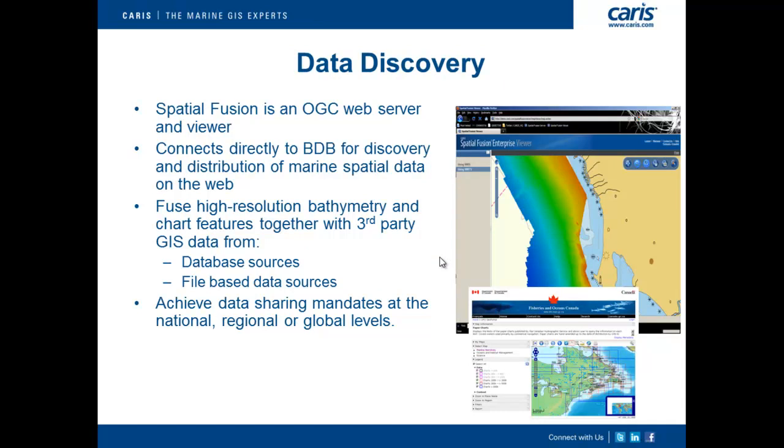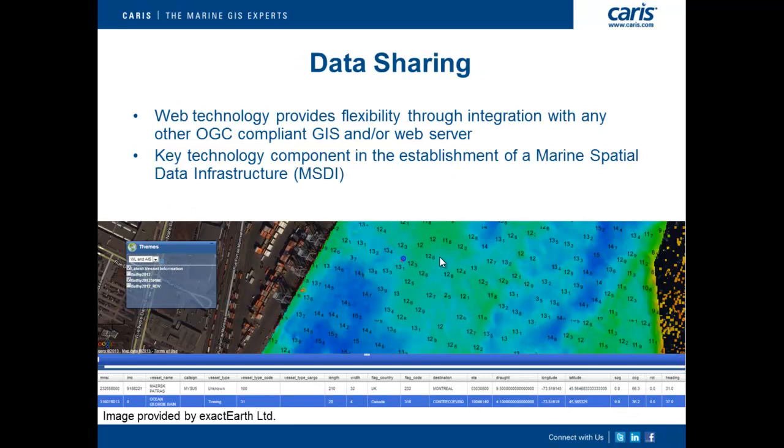On to how we handle data discovery and distribution in CARIS. Spatial Fusion is an OGC web server and viewer that connects directly to Bathy Database for discovery and distribution of marine spatial data on the web. It allows you to fuse high-resolution bathymetry and chart features together with third-party GIS data from database sources and file-based sources. It allows organizations to achieve data sharing mandates. As I mentioned, right now, there's that big push for government agencies to get their data online in the EU through the INSPIRE directives, as an example.